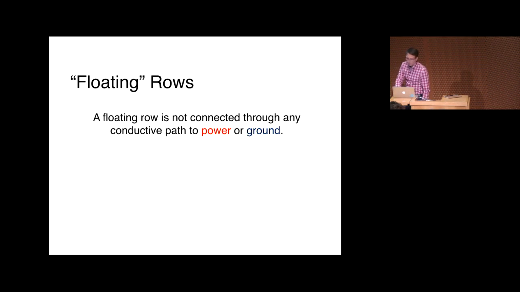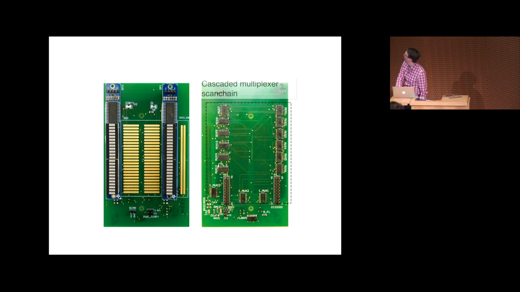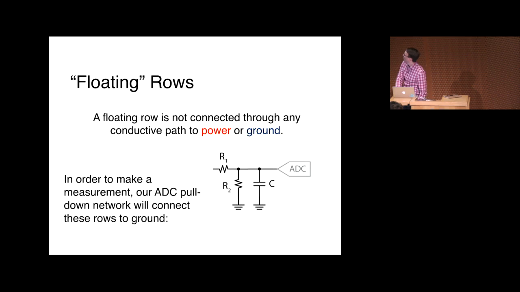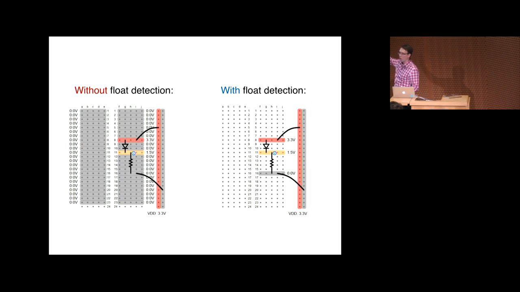So rows look grounded to us. Sorry. Because we have this pull-down network that connects when we scan the voltage of any row. It's connected through this pull-down network that adjusts the voltage. It's connected to ground, so everything just reads as 0, whether it's grounded or floating. So how do we get around that problem? What we would like to have is something that looks much more like this, right? Where only things that are actively grounded are shown as grounded. Everything else gets filtered out.